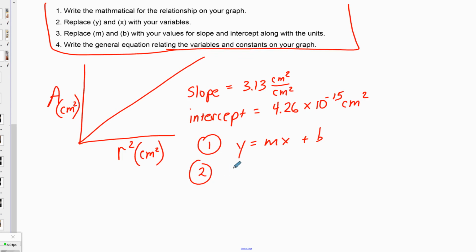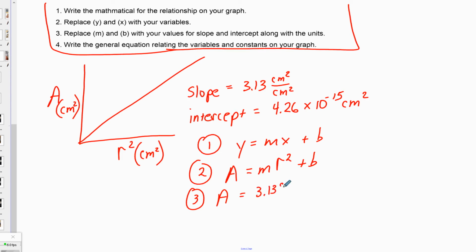In place of y, I'm going to write A. Some people would have you write your unit there too. It just gets a little cluttered for me, and that's just my personal preference. In place of x, I'm going to write radius square, plus b. Step number 3: replace m with what I've actually graphed. So for me, it's 3.13.